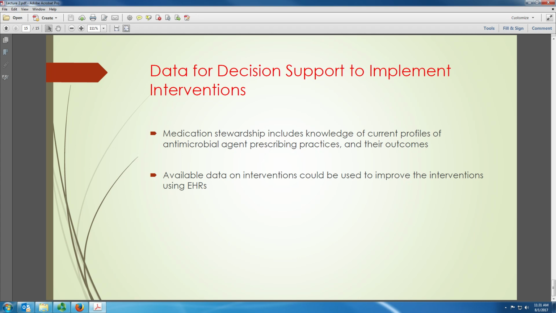So these are complicated topics, but decision support based on previously captured data could be very useful.